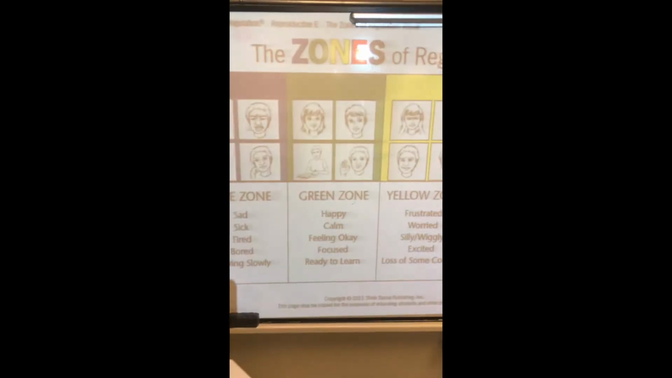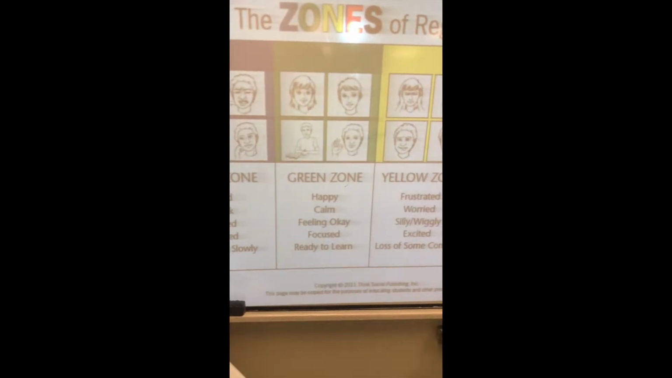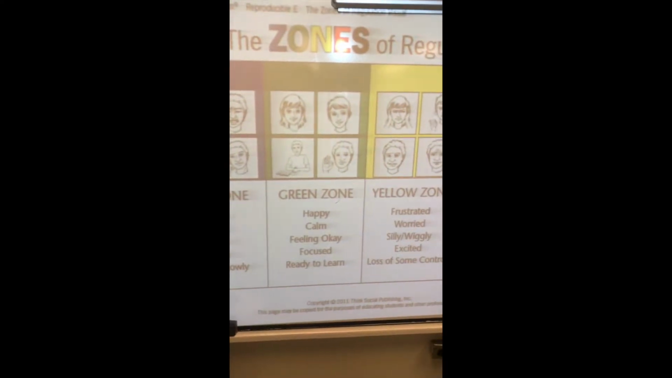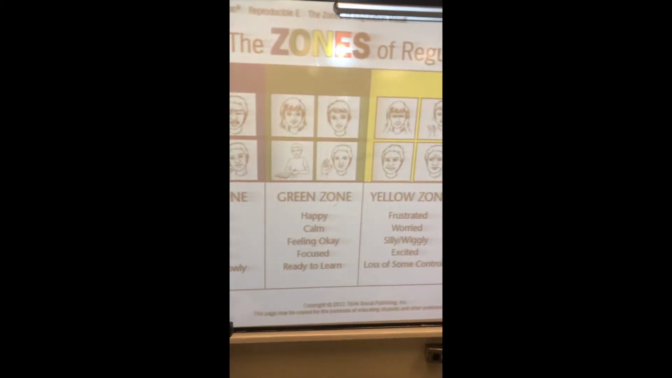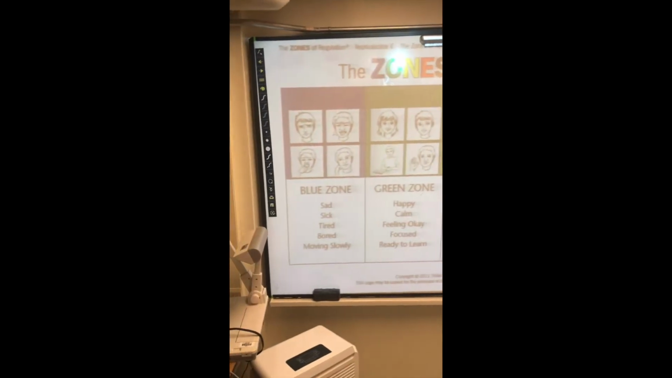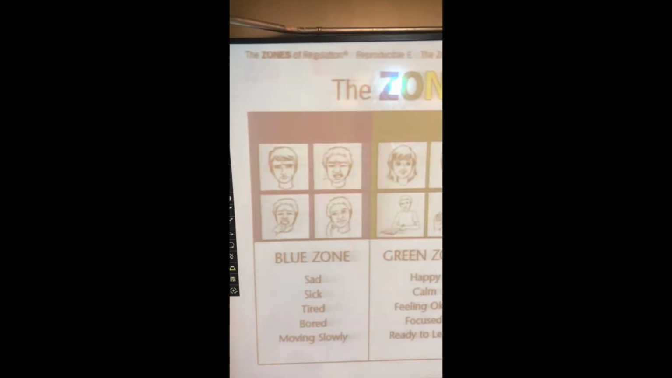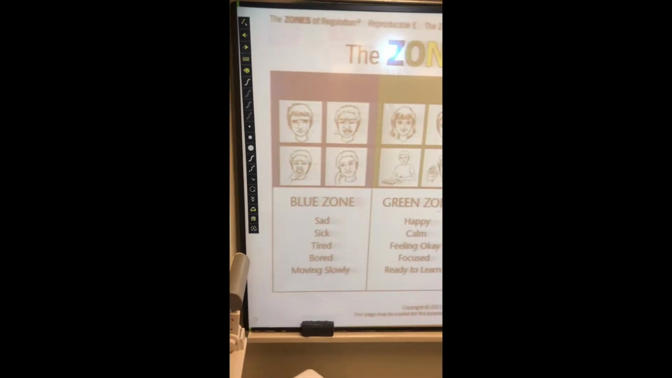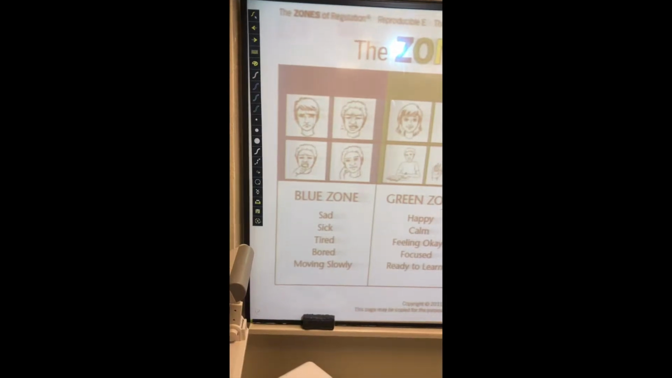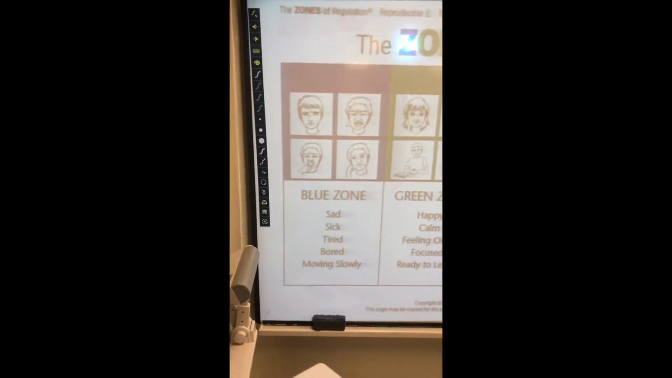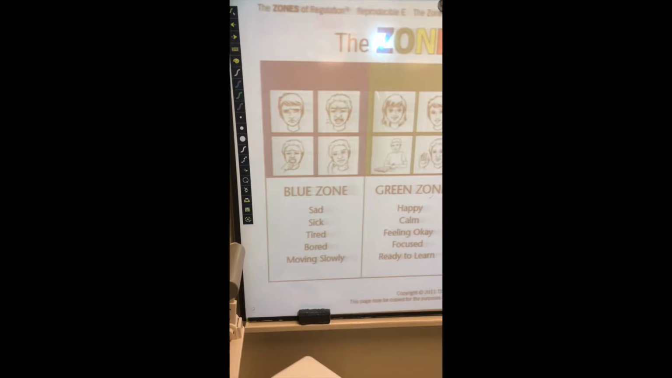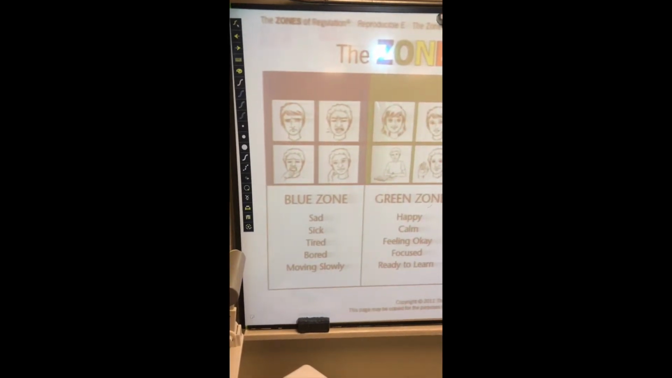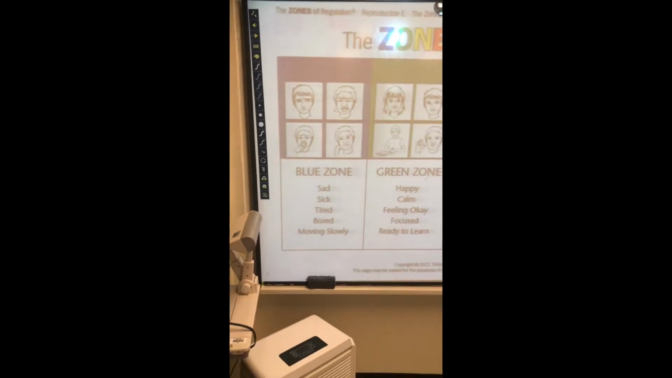So if we look at the green zone, that's when we're feeling happy, calm, feeling okay, focused, ready to learn. That's where the most learning engagement is going to take place. If we look at the blue zone, if you look at some of the faces that are associated with it, this is most likely where students feel a little sad, sick, tired, bored, moving slowly. So, if the student can identify that he's feeling one of those emotions, it's easier to accommodate that student.